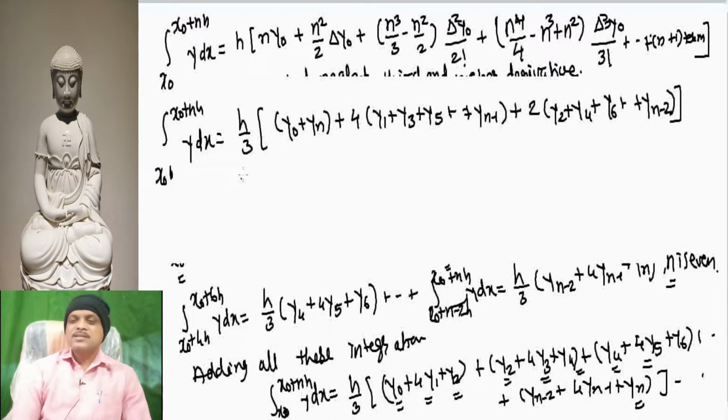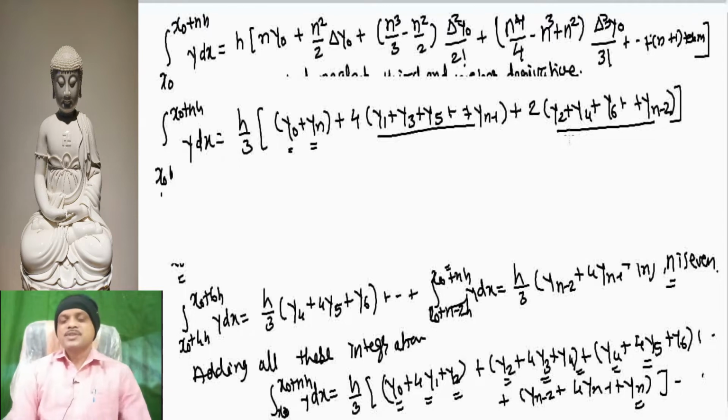So this is the Simpson's 1/3 rule. What is the Simpson's 1/3 rule? The integral from x0 to x0 plus nh of y dx equals h by 3 into [(y0 plus yn), these are the single terms, plus 4 times all odd terms plus twice all even terms]. This is the Simpson's 1/3 rule.